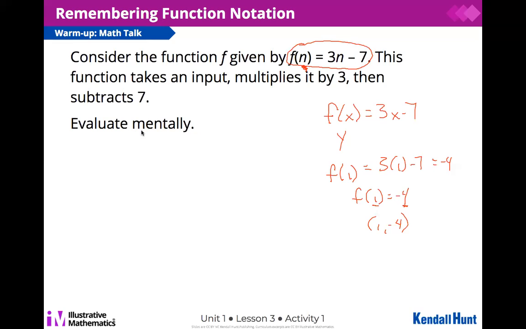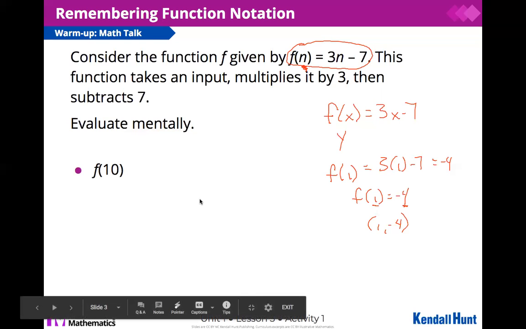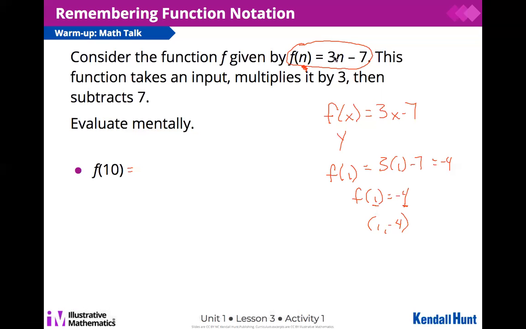So what we're going to do is just evaluate a couple items using this function, f of n equals 3n minus 7, all right? And I just want you to follow along as I evaluate them, mostly mentally. I'll probably write a few things down. Okay, so it says f of 10. So we want to evaluate f of 10. All right, so f of 10 equals, well, if I'm substituting 10 in for n, that's 3 times 10, which is 30. 30 minus 7 is 23. So f of 10 equals 23.